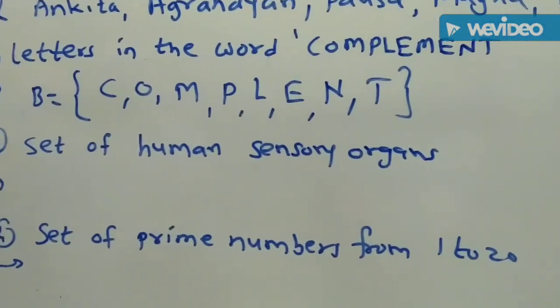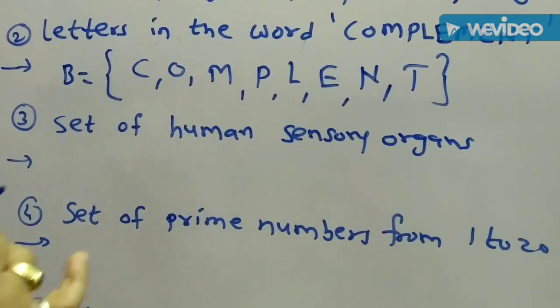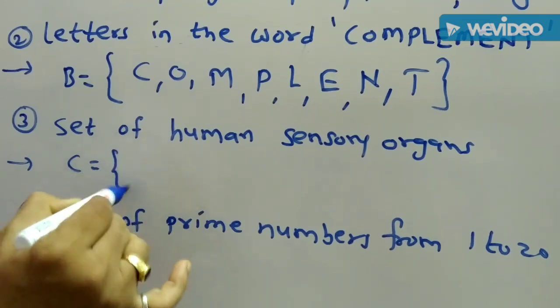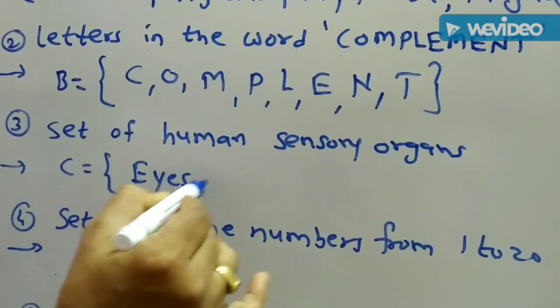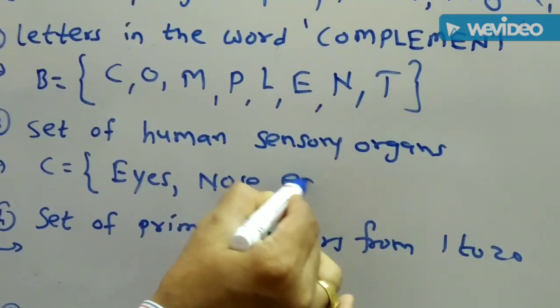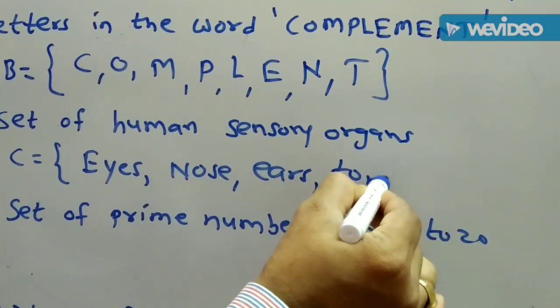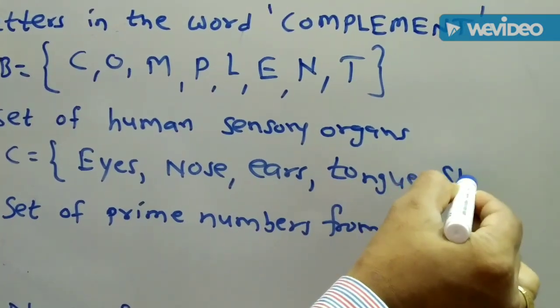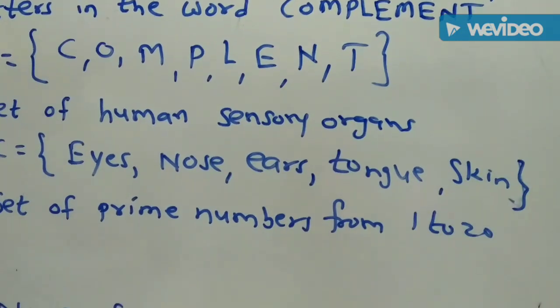Then the set of human sensory organs. There are 5 sensory organs. I write the name of the set as C. First is eyes, then nose, ears, then tongue, and skin. These are the 5 sensory organs of the human being.